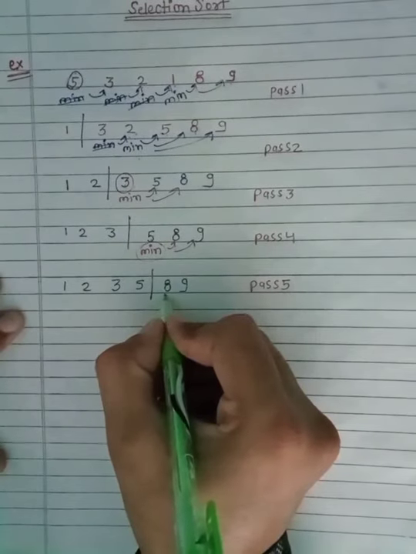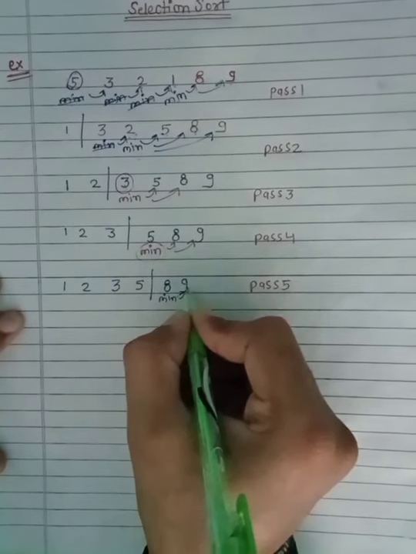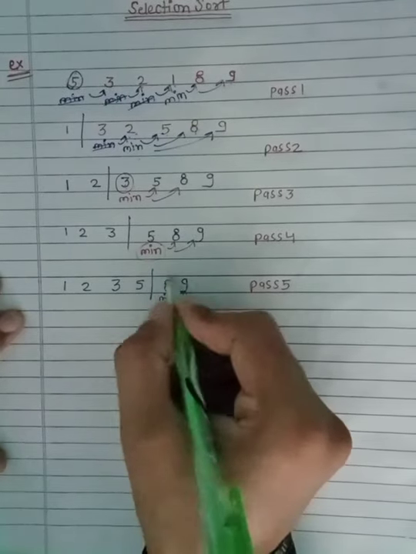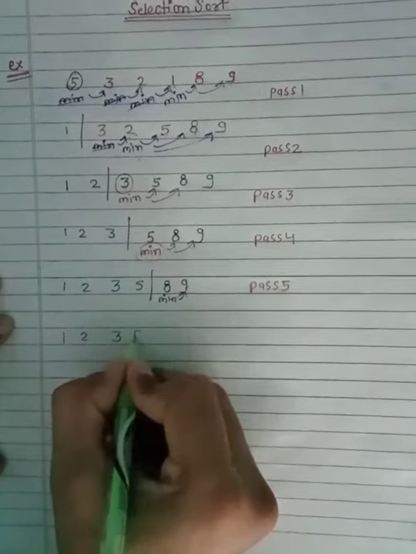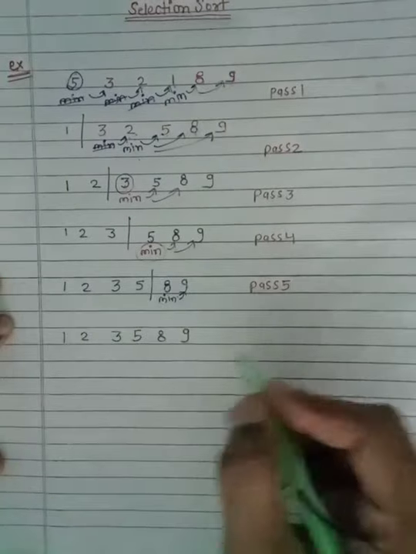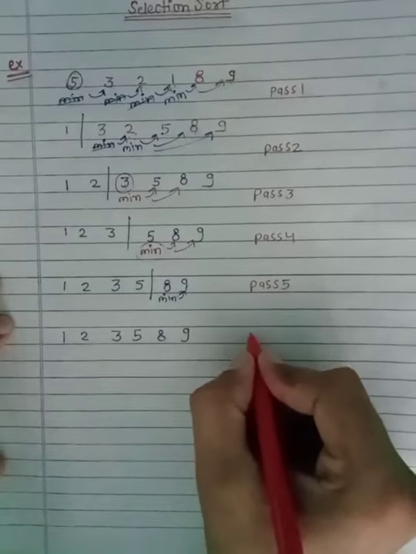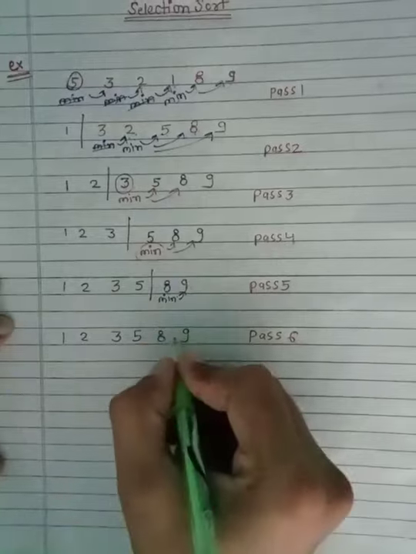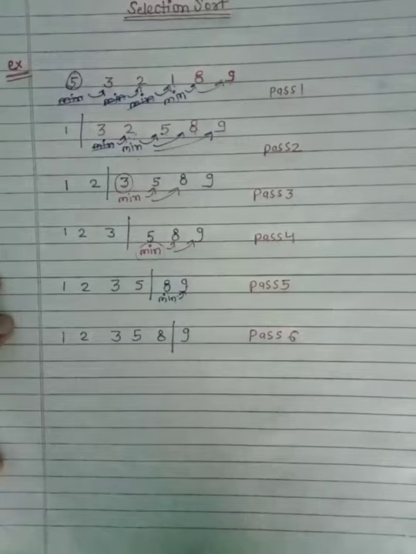the 8, let's say it is the minimum, and it will be compared with the next. The values will not be swapped because 9 is not less than 8 and it will be at its correct position. So the array will be like 1, 2, 3, 5, 8 and 9. So our selection sort is completed in pass 6 for this example. And 9 is already sorted because it is only one element.